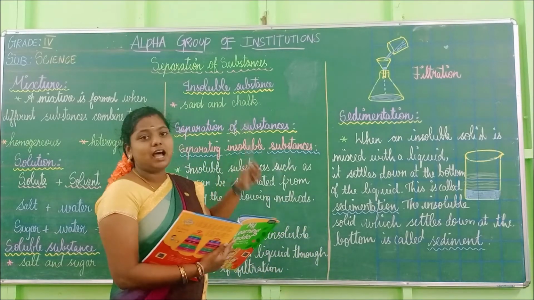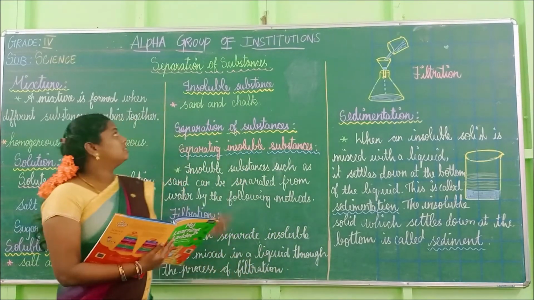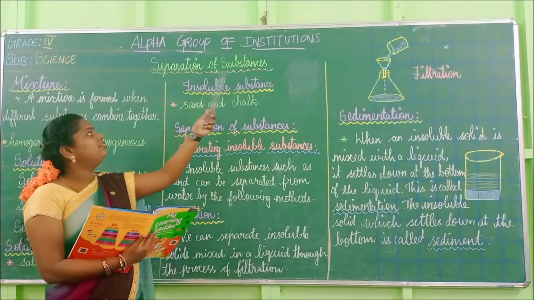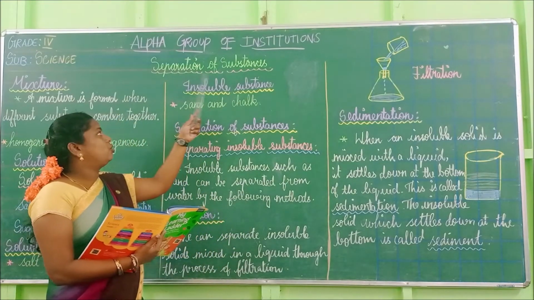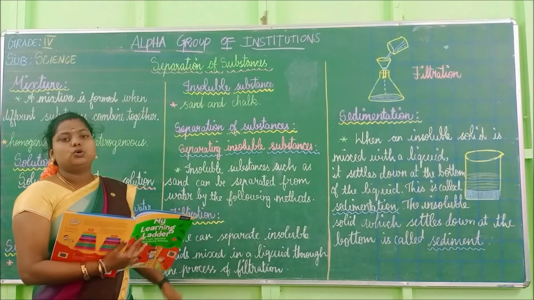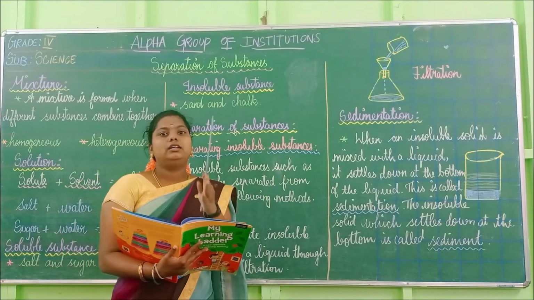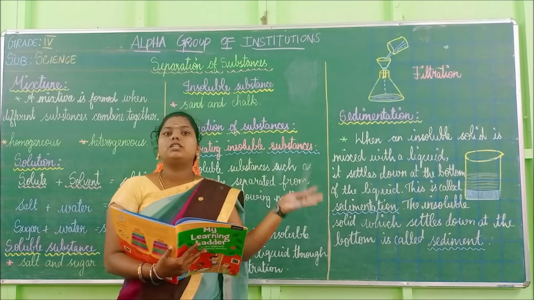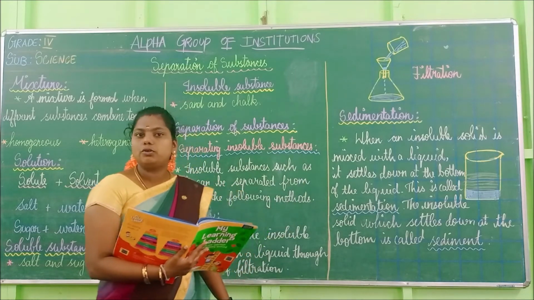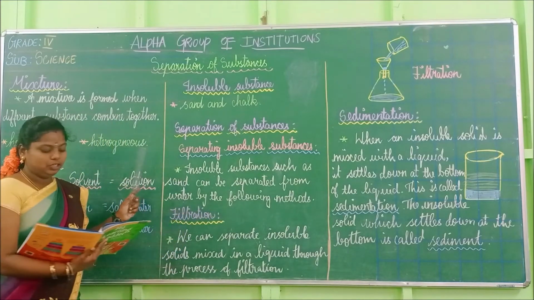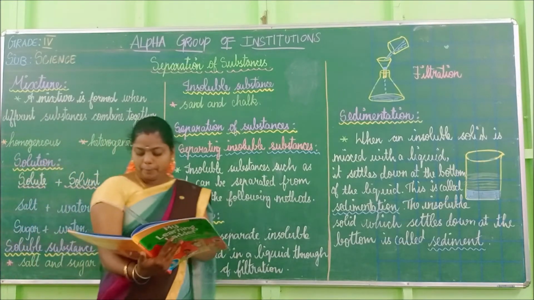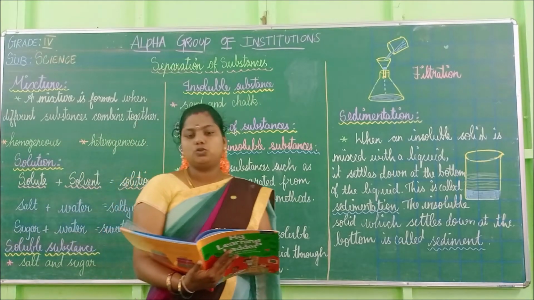Today we are going to start a new lesson. Lesson name: Separation of Substances. What is the lesson name, children? Separation of substances. So, how are we going to separate a single solution? How are we going to separate it into two? Today we are going to see how to separate substances. Take page number 45 in your semester 2 book, children.